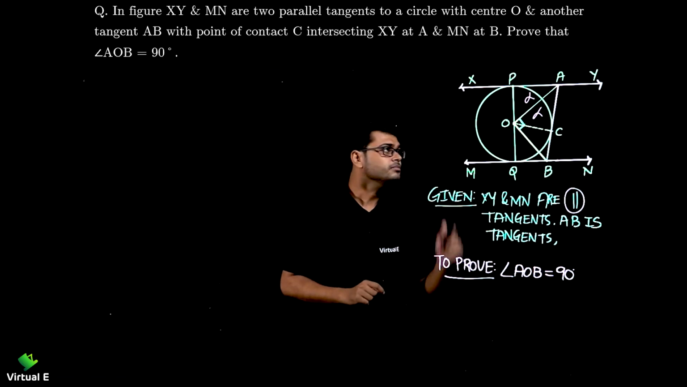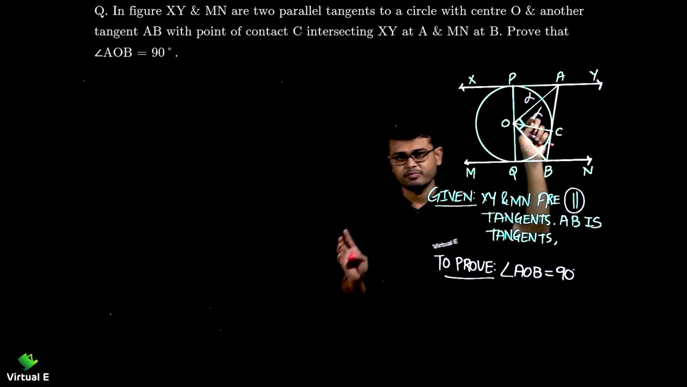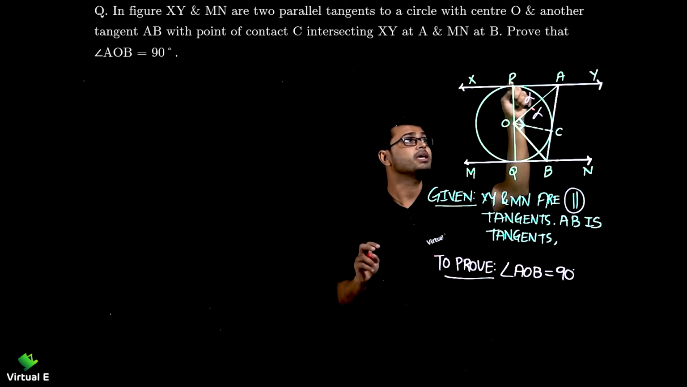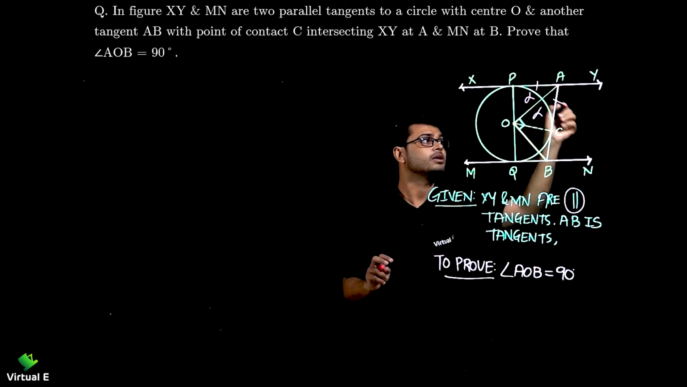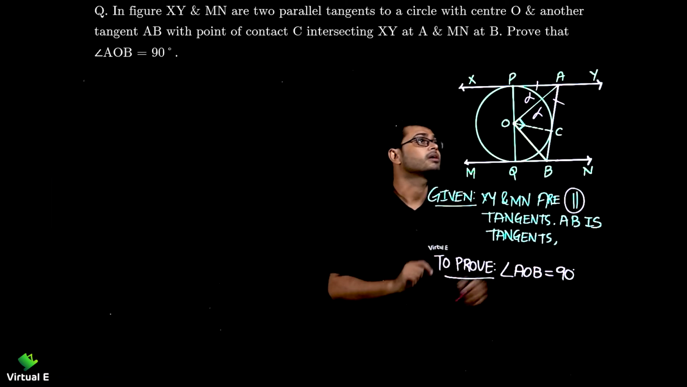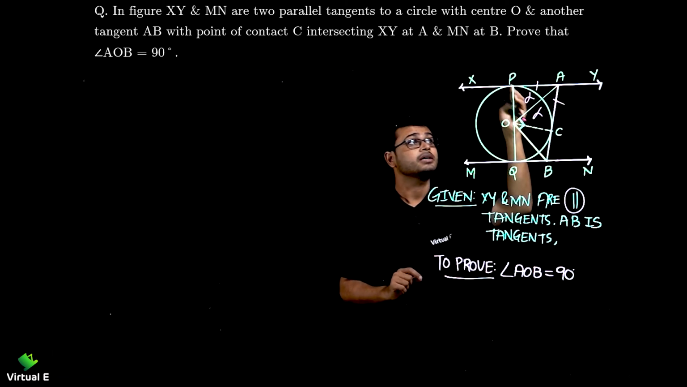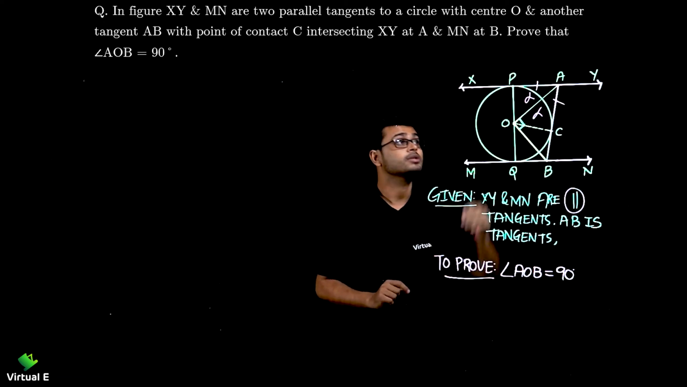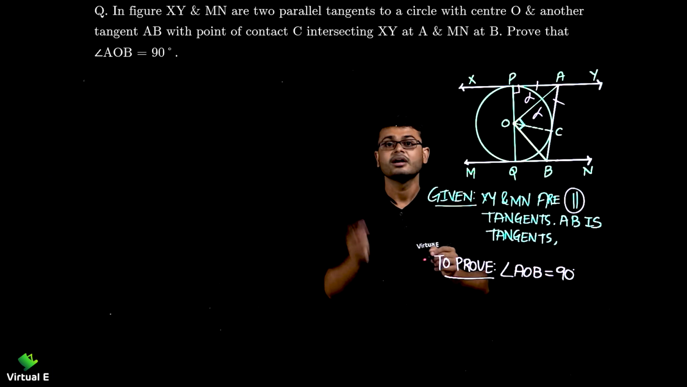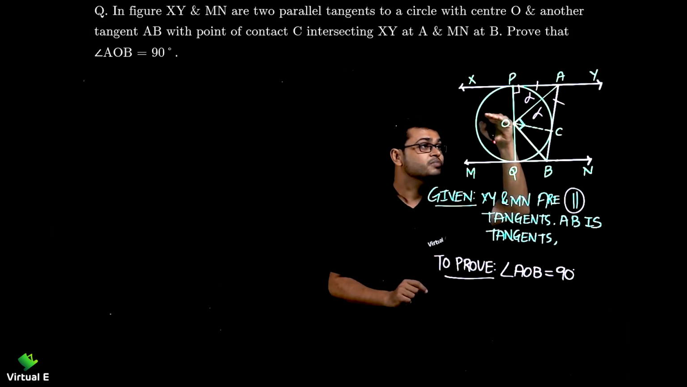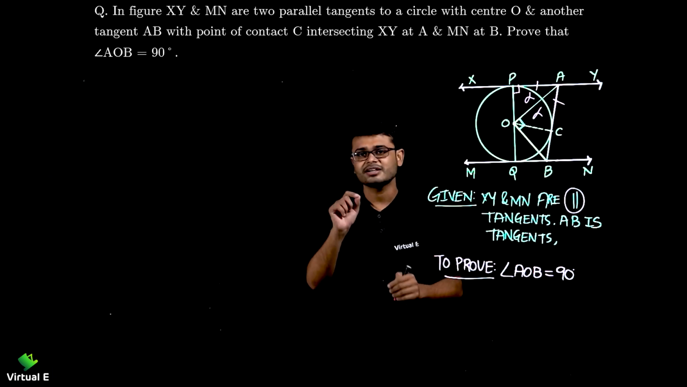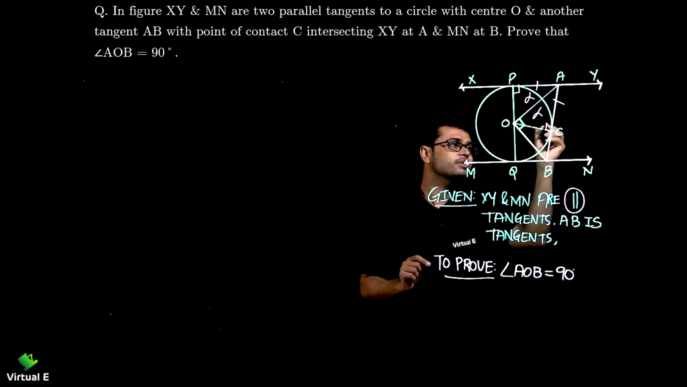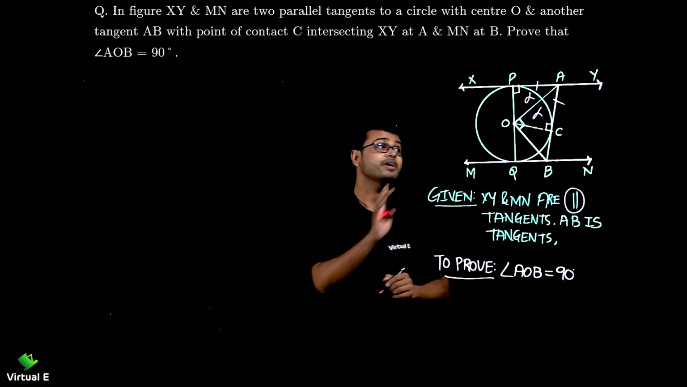Now how? P is the external point to this circle, so from P there are two tangents, PA and PC. They will be equal. One more thing: a tangent is perpendicular to the radius. So this is 90 degrees. Again, the tangent is perpendicular to the radius. OC is also a radius and OP is also a radius. So this is also 90 degrees. Now we are getting 90 degrees.